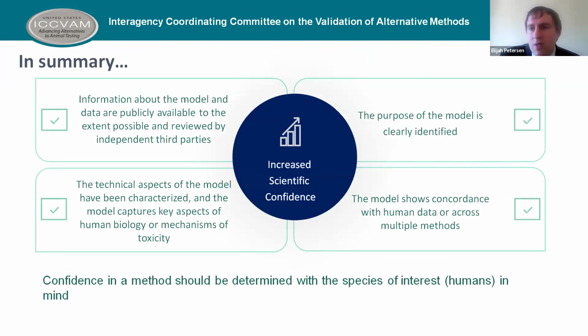So in summary, really we're trying to get to this increasing scientific confidence. We want to have the model clearly identified with a clear context of use. I want to show concordance with the species of interest or across different methods. Want to have the information publicly available and, to the extent possible, reviewed by independent third parties. And we want to have the biological relevance related to the human biology and the mechanism of toxicity well defined, in addition to the technical aspects.